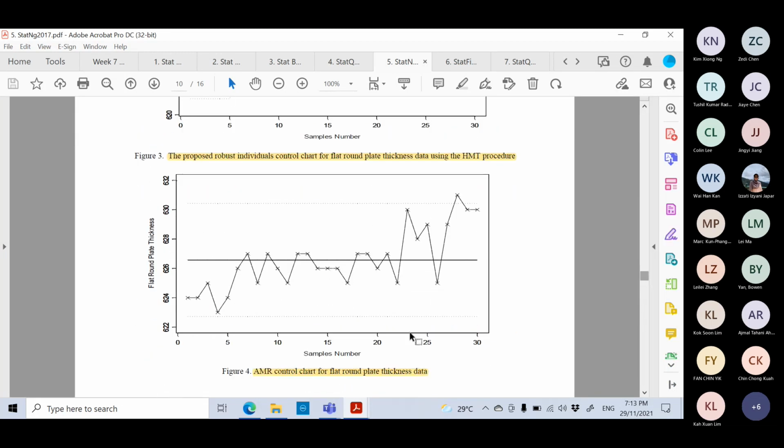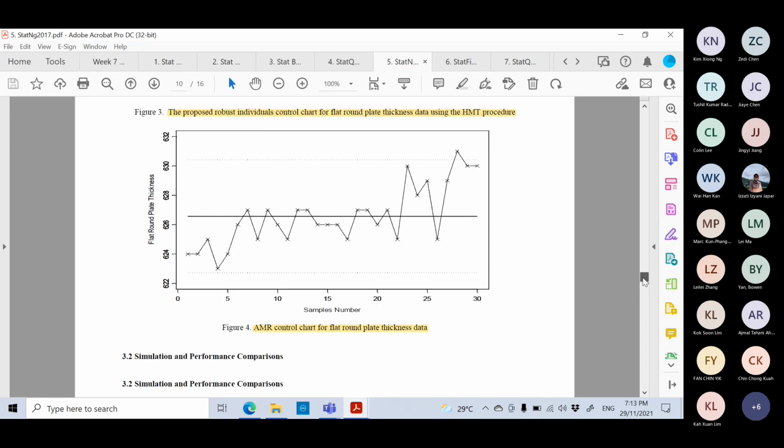Okay, so if you're using another technique, the AMR technique, you have a flat control limit. You are totally unable to detect any out of control at this point, and you can only detect out of control at this point. Okay, then they detect the wrong control limits.